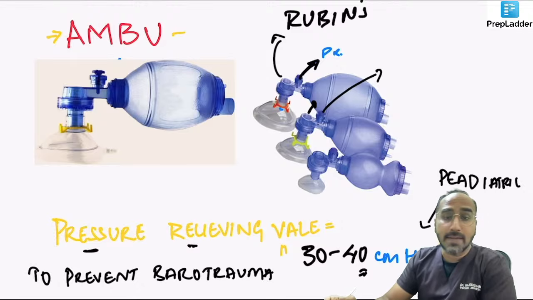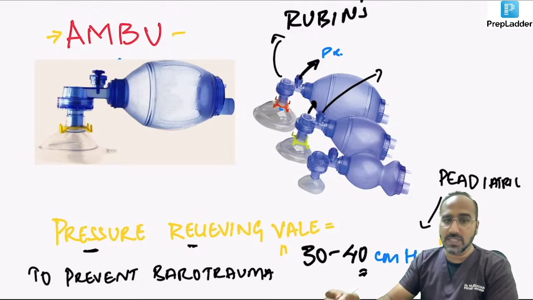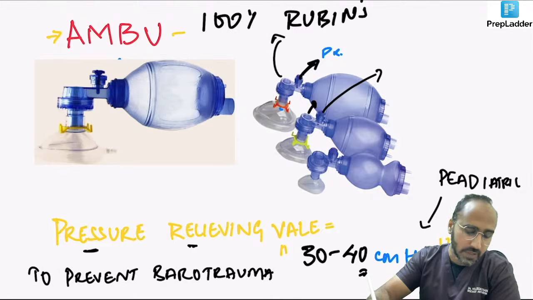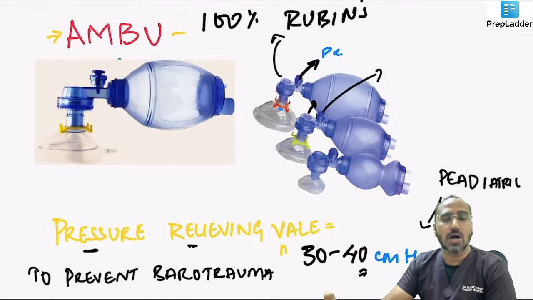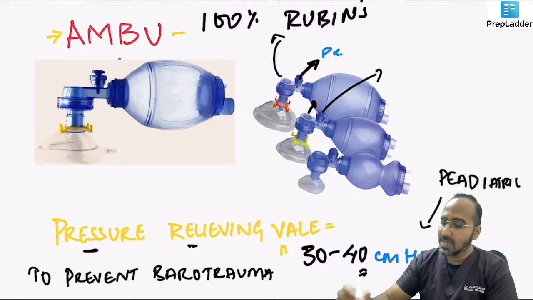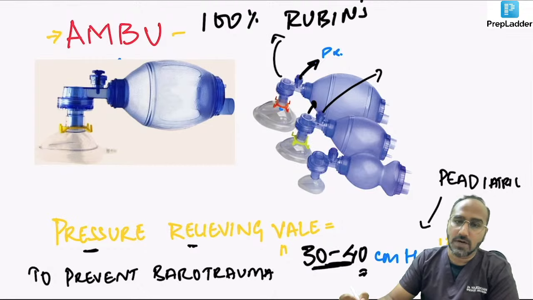Now guys, AMBU is artificial manual breathing unit which can deliver 100% of oxygen. In this AMBU, you are having two valves. One is called Rubin's valve, which is a unidirectional valve that prevents rebreathing. The other is a pressure relieving valve that is commonly seen in pediatrics to prevent barotrauma. Okay, that relieves the pressure at 30 to 40 centimeters of water. That is regarding AMBU. We are having adult AMBU and pediatric AMBU.